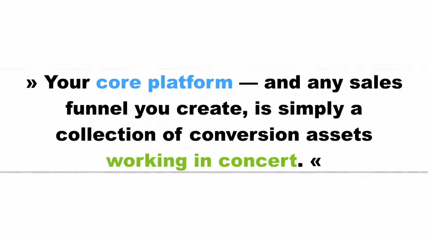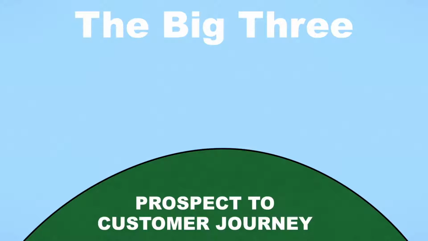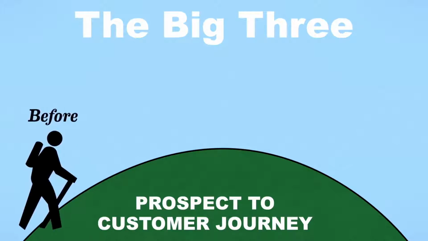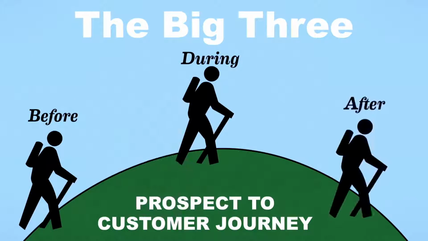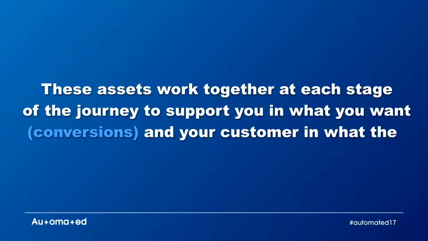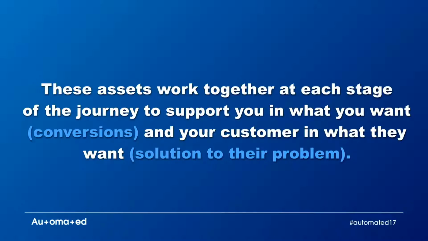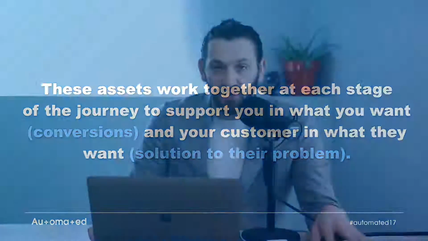So the frame that I'd like you to take for your business is that your core platform and any funnel that you create is simply a collection of conversion assets working in concert with one another. Now, when we look at a prospect to customer journey, we know that there's three phases. There's before they're your customer, there's when they're in the process of becoming your customer, and then there's after they have already become a customer. So we really need our advertising to focus on these three pillars. And the assets that you create at each stage of the journey support you in what you want, which is conversions, and your customers in what they want, which is a solution to their problem. And we're going to be specifically talking about assets in the form of advertising assets and how to leverage those.